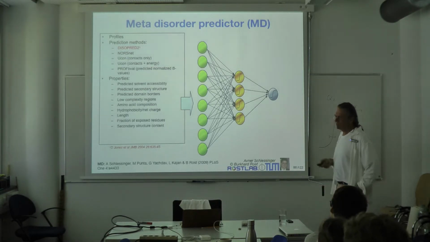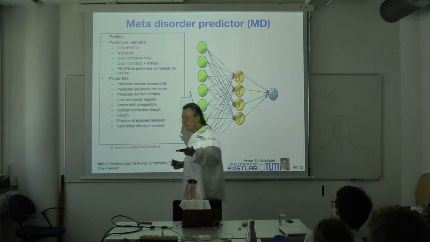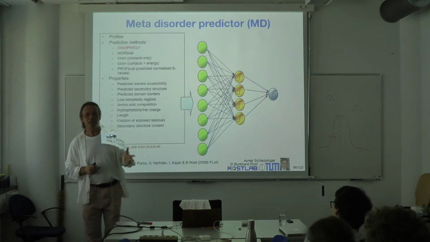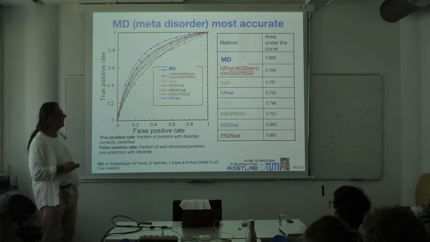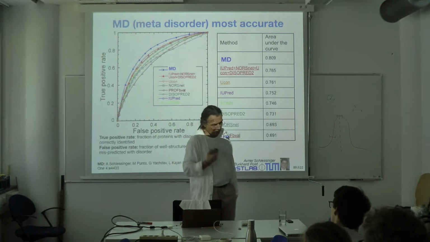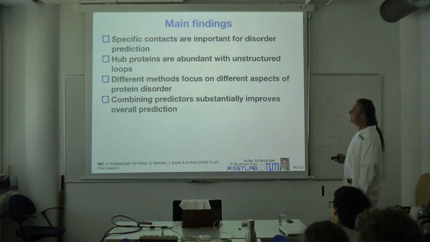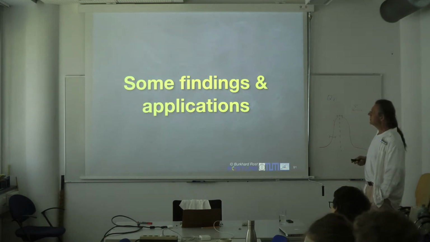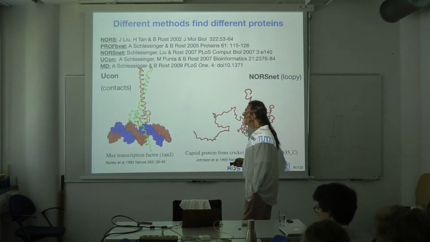Some of these methods used as input predict B-values, some predict loops, some predict contact, a lack of contact, and all of this is put together to predict disorder, and it works. At some point it worked better than things that existed. But the problem really is it's trained on data, and the data set is too small. But anyway, there are different aspects of disorder, and different methods find different aspects of disorder. I want to skip over that.